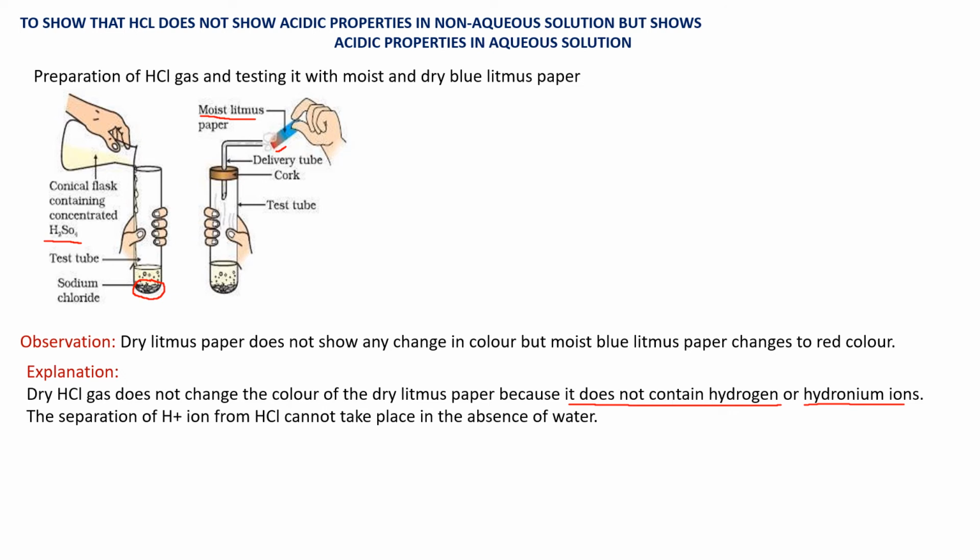It was not containing hydrogen or hydronium ion, it was just HCl, right? The separation of hydrogen ion from HCl cannot take place in absence of water. It can only take place in the presence of water. So the gas which is evolved here is HCl gas. Sorry student, it was HCl gas, right? So HCl gas has evolved, but when it came in contact with the moist litmus paper, the HCl immediately divided into H plus and Cl negative ion, right?